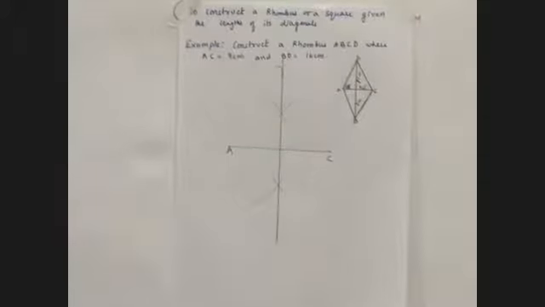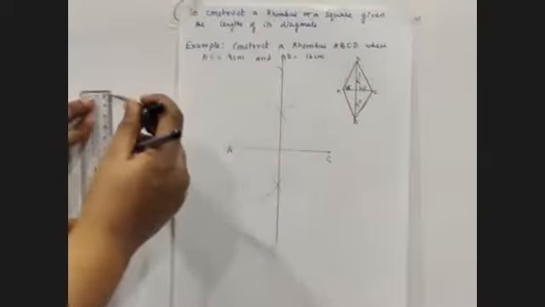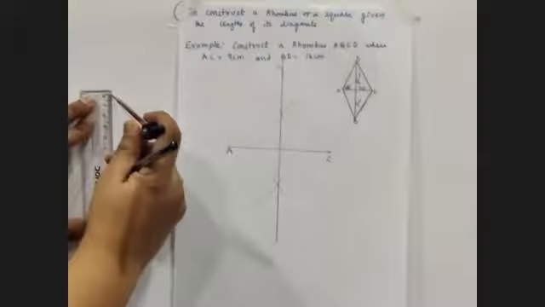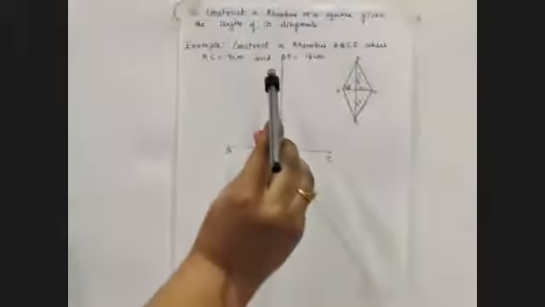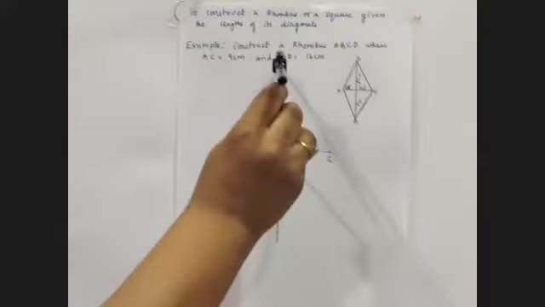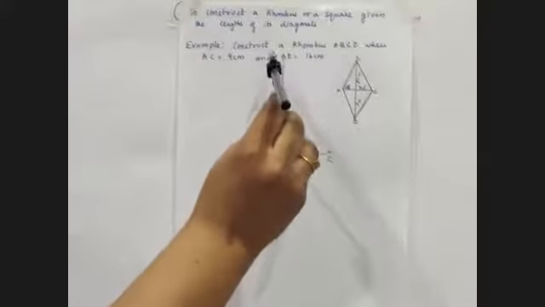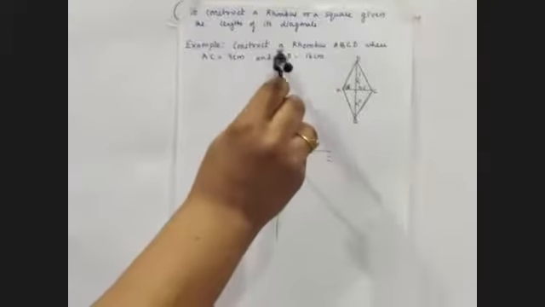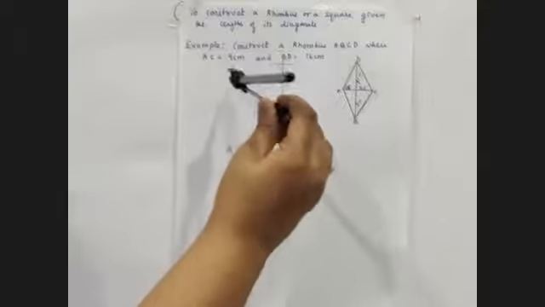Now what we have to do, we know that the diagonals bisect each other, right? And the next diagonal is 16 centimeters. So the half of 16 is what? 8 centimeter. So now we will measure 8 centimeter and we will keep the radius, the center as this point of intersection, and we will cut the arcs over here.